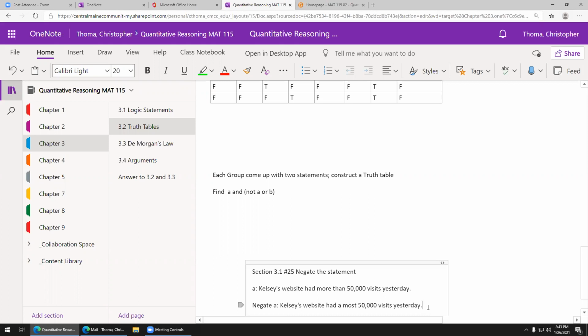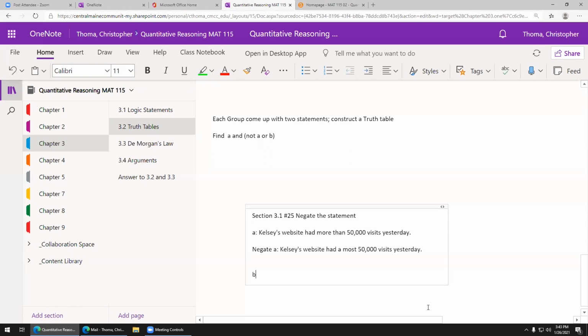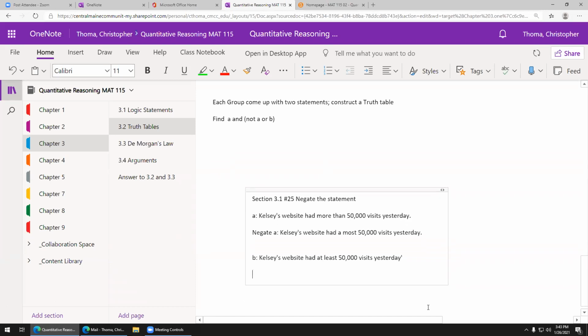So to do another example of this one, say we have Kelsey's website had at least 50,000 visits yesterday. Then the negation of that one will be the one that you all want to do now, because 50,000 is included in the first statement. Now my negation will be Kelsey's website had less than 50,000 visits.